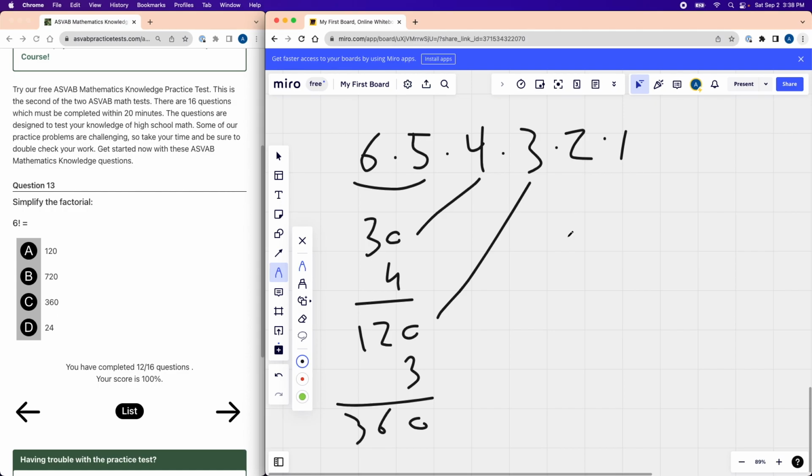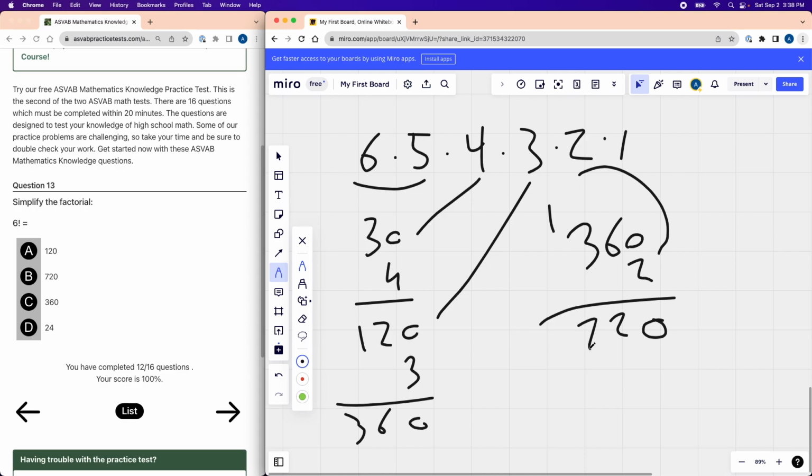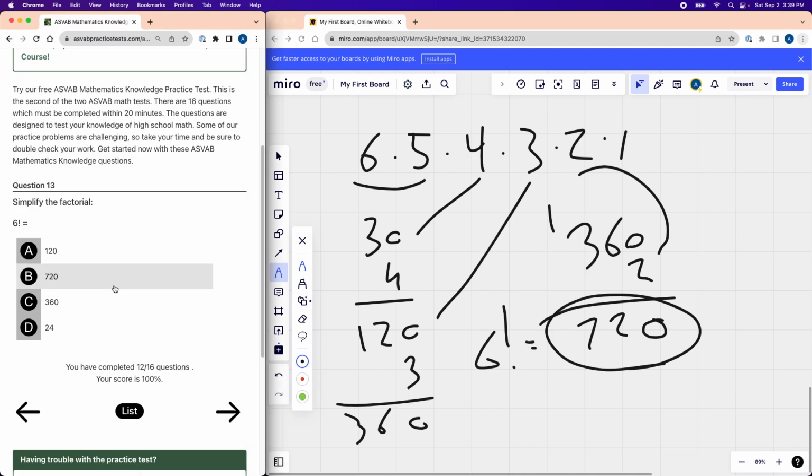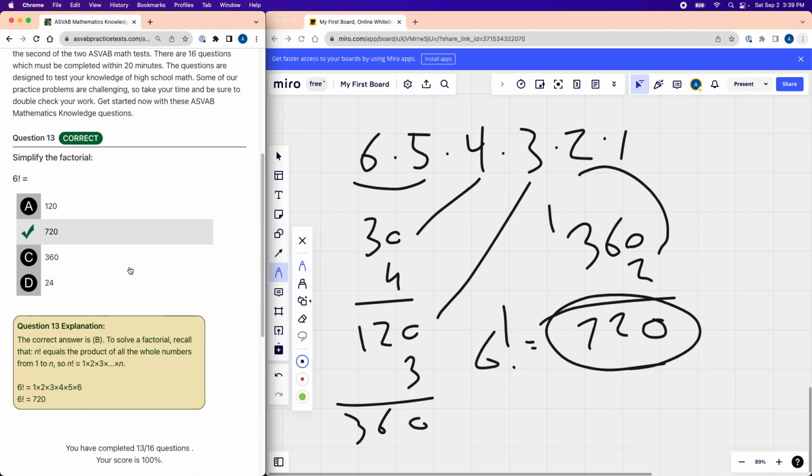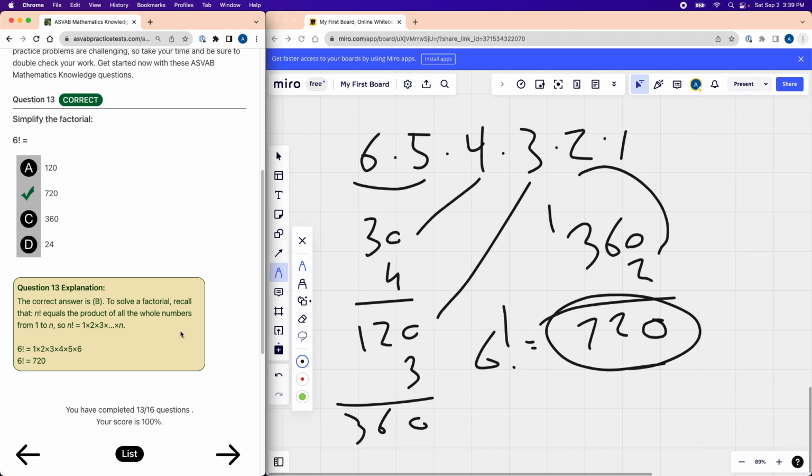Move up here. 360 is our result here, and now multiply by the 2. That's going to be 0. That's going to be 12. Carry the 1. 2 times 3 is 6, plus that 1 is 7. So 720. 6 factorial, which is the exclamation mark there, equals 720. And we see, answer B has 720, so we've selected that one, and that is the correct answer there.